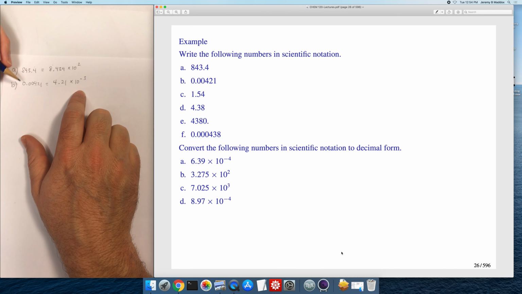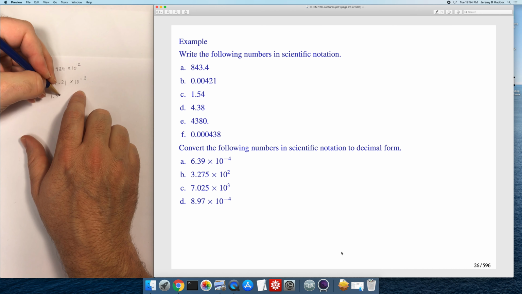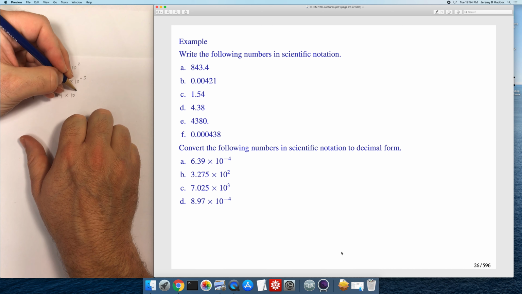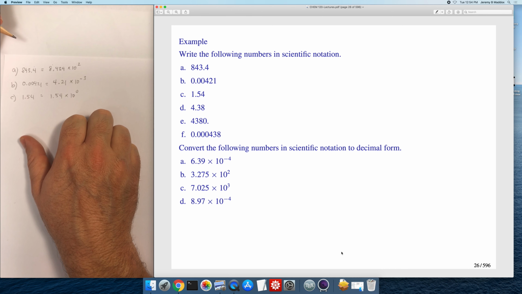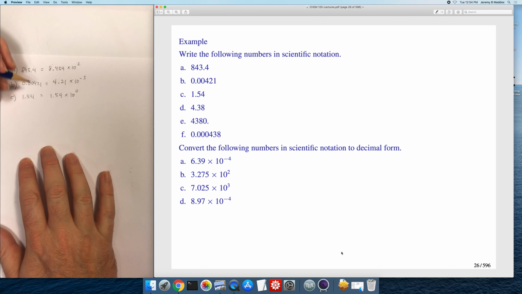For part C, it's kind of silly. You really don't need to use scientific notation for this number, but if you were, you would write it as 10 to the 0, because 10 to the 0 is just 1. And anything multiplied by 1 is just the number back again. Same thing for part D. We would just write it as 4.38 times 10 to the 0.